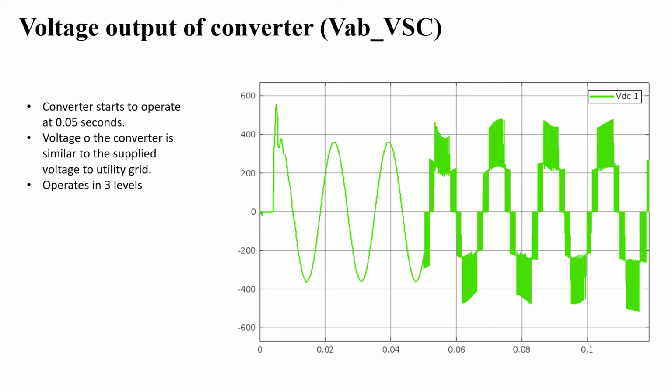Now let's have a look at the output voltage level of the converter. The converter begins to operate at 0.05 seconds because of the step time provided. So as you can see from the graph, the first few lines before the operating time are because of the open circuit voltage level. When the converter begins to operate, it operates in three different levels. The output of the voltage is similar to the voltage output of the utility grid itself. As you can see from the graph, the voltage converter converts the DC voltage level to something similar to a sine wave, but after using the harmonics filter, it can generate a pure sine wave, which we will see from the next graph itself.